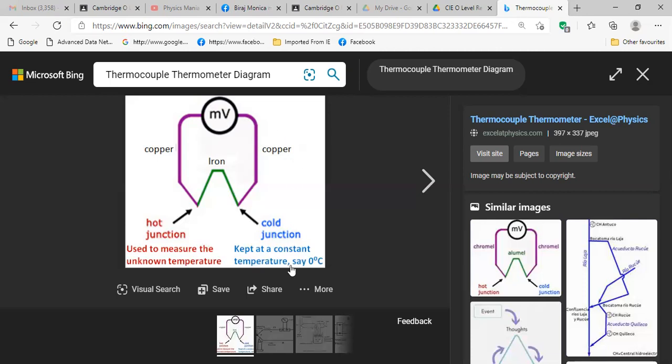Okay, have you understood this thermocouple thermometer? Hello, Farabi? Yes. Yeah, a little bit of an idea.